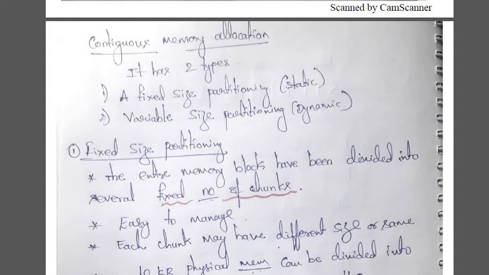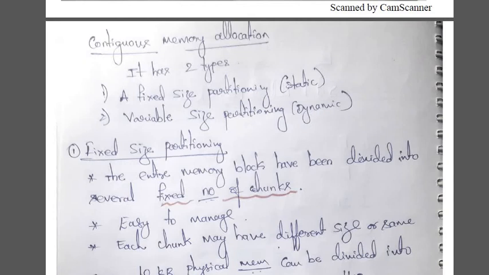Next, take the contiguous memory allocation type or method, in which the memory will be allocated continuously. Basically it has two types. One is fixed size partitioning, the other is variable size partitioning. So what is fixed size partitioning? The entire memory block is divided into a fixed number of chunks.